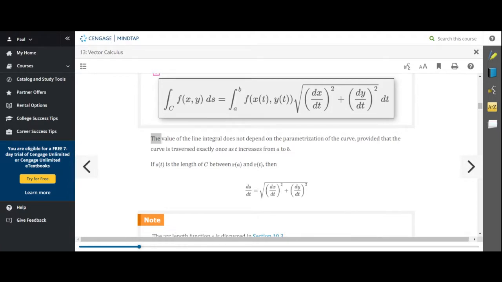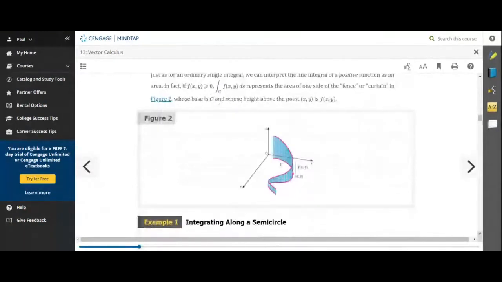So geometrically, what are we really finding with this line integral? It basically resembles the area of a curtain. See here in figure 2? You have a curve C in the xy plane, and above it a surface, a function of x and y. If you take the value of the function at different coordinates and multiply it by the little piece of arc length at that coordinate, you would get the area of that curtain.